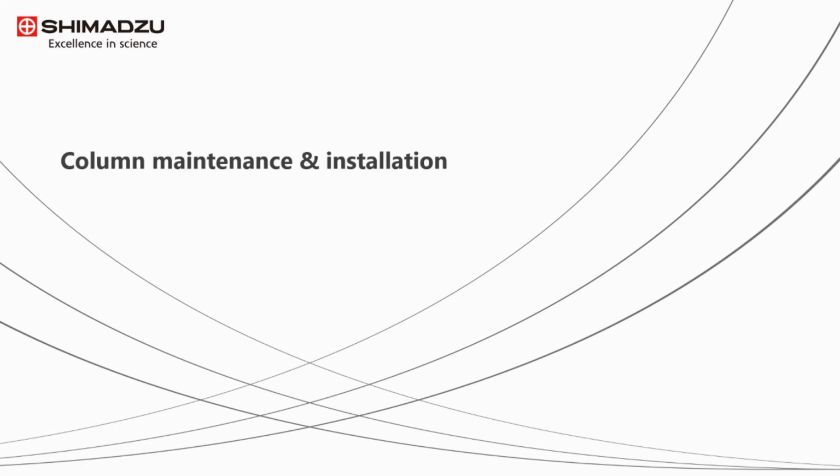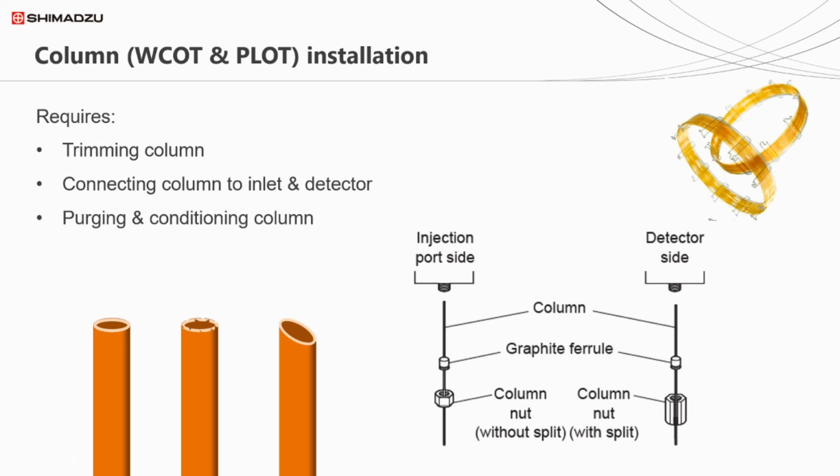Moving on, we can now look at the second area of maintenance, the GC column. It's fair to say, column installation requires a fair amount of skill. Whereas the liner and septum exchange can be learnt after one demonstration, column installation may take several attempts to perfect. There are 3 stages involved: trimming the column, connecting it correctly to the inlet and detector, and correctly conditioning the column before use.